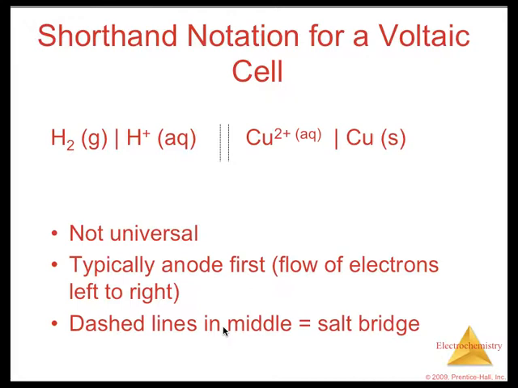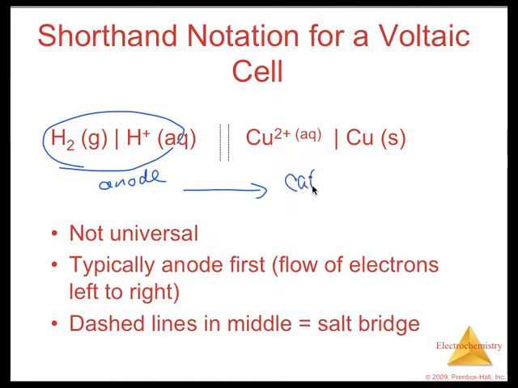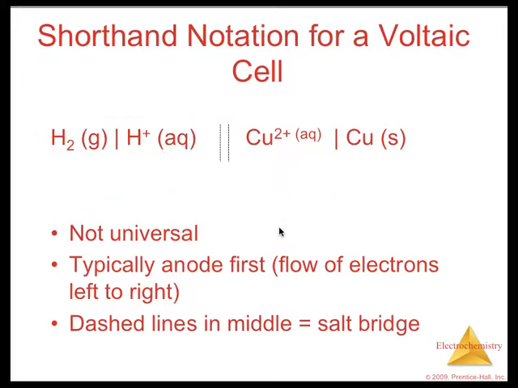Just to throw out standard shorthand notation for a voltaic cell. This is not universal. Typically your anode goes first, and that would be this half cell. So the flow of electrons is going to go left to right. Dashed lines in the middle represent the salt bridge. In the anode you have oxidation, hydrogen losing electrons. In the cathode you have your ion being reduced to the neutral metal. And that's just kind of a random factoid.